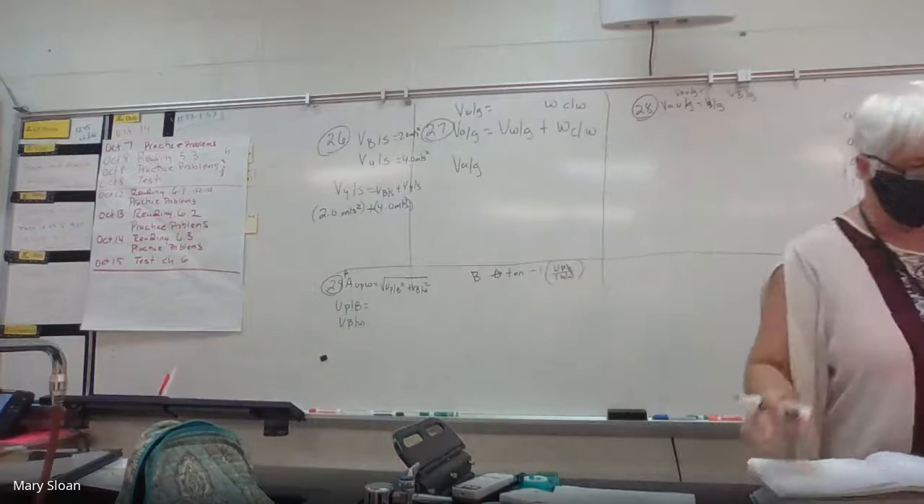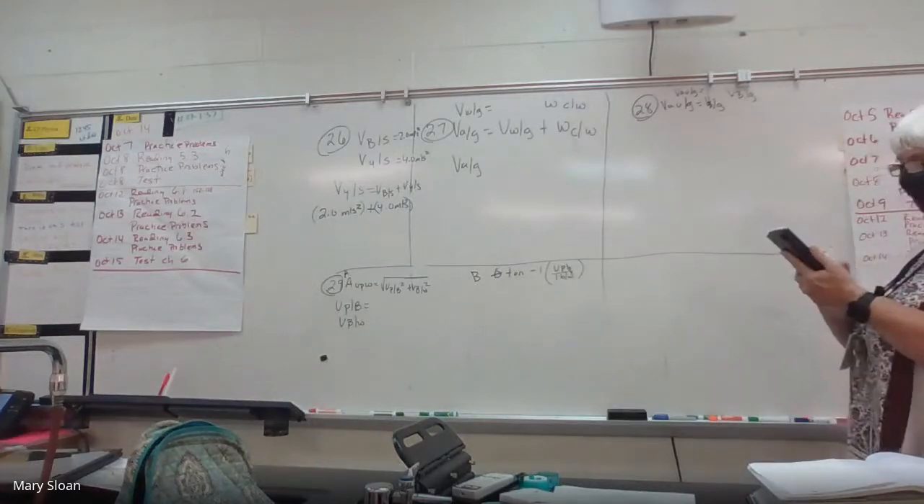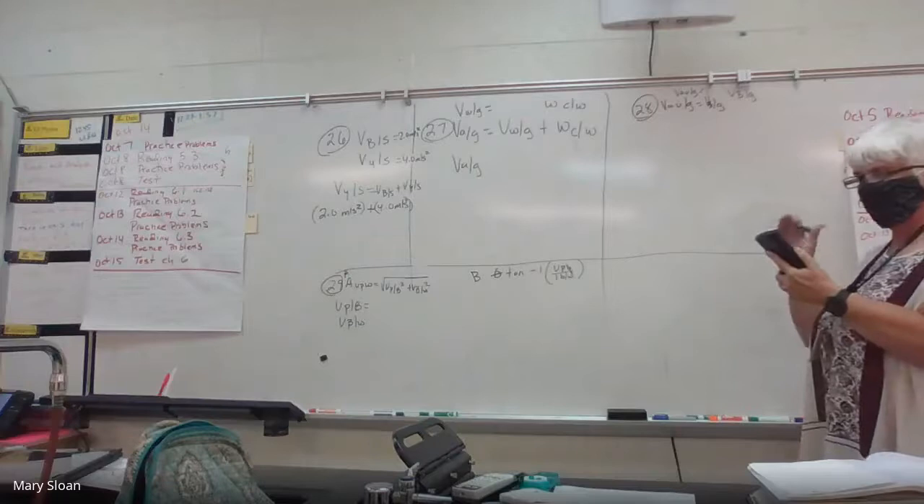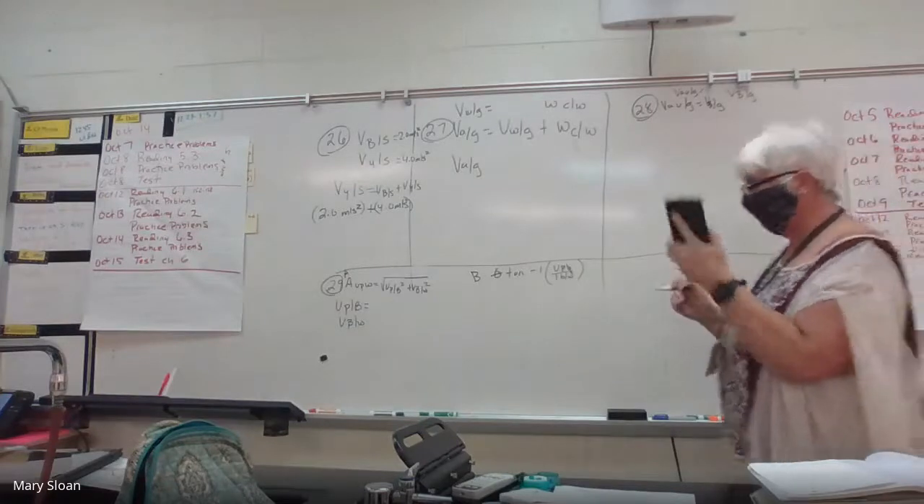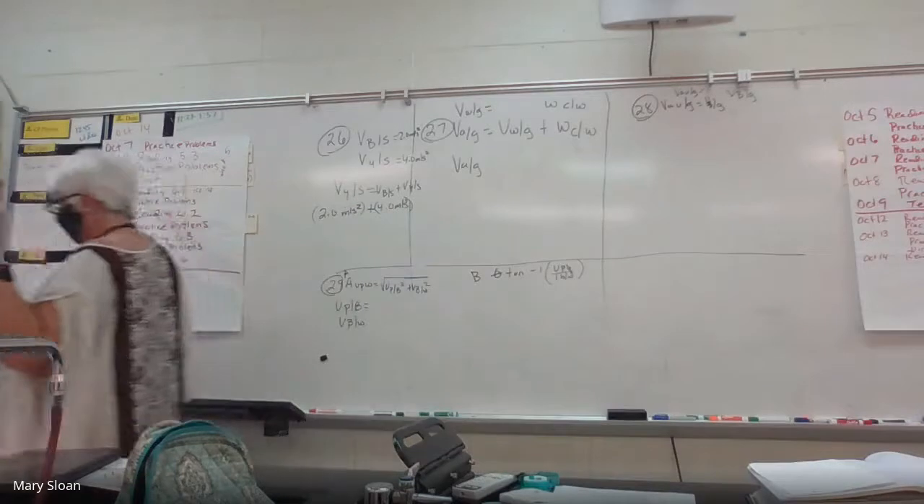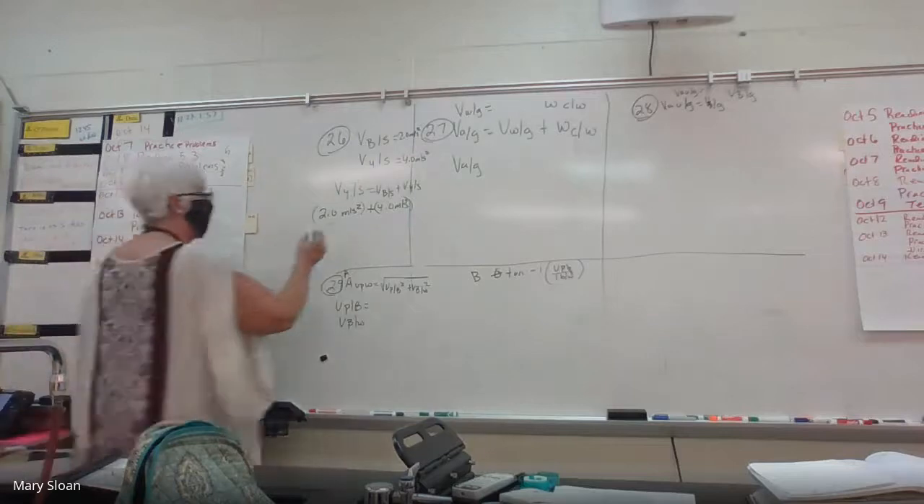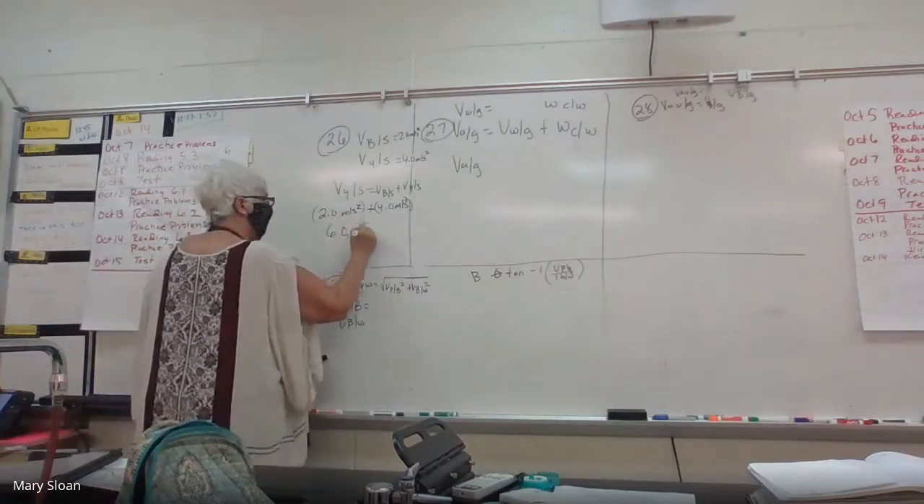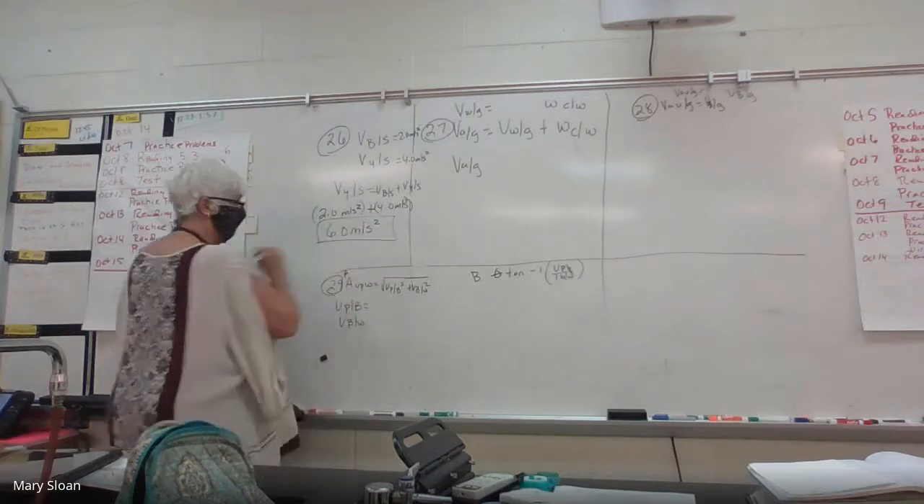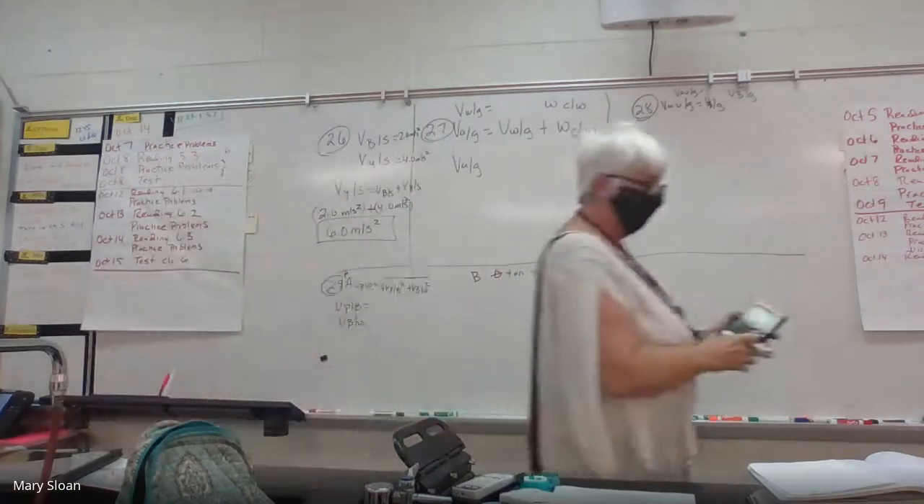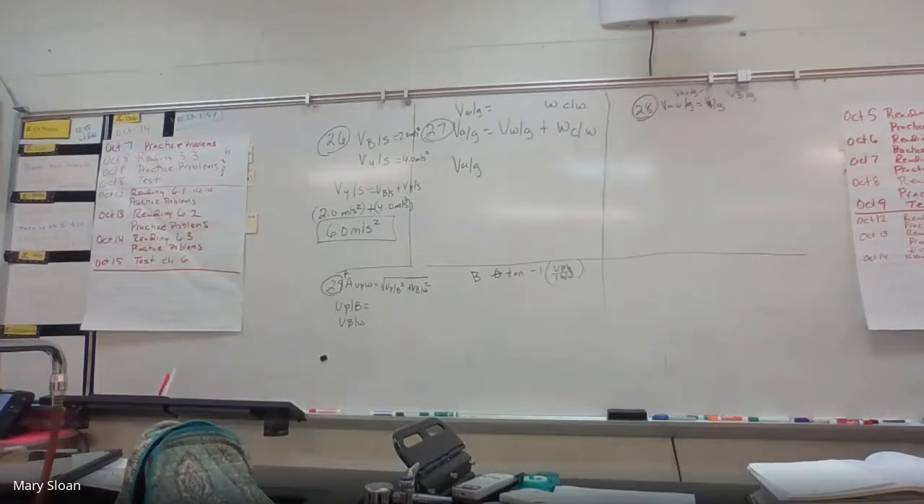So let's turn our calculators on. What we want to do first is check your mode, we're going to be in normal mode. The second thing you're going to do is just add these. This was simple math, right? 2.0 plus 4.0 is 6.0. So my answer is 6.0 meters per second. And that's all we're doing on this one. This one is really simple, isn't it?